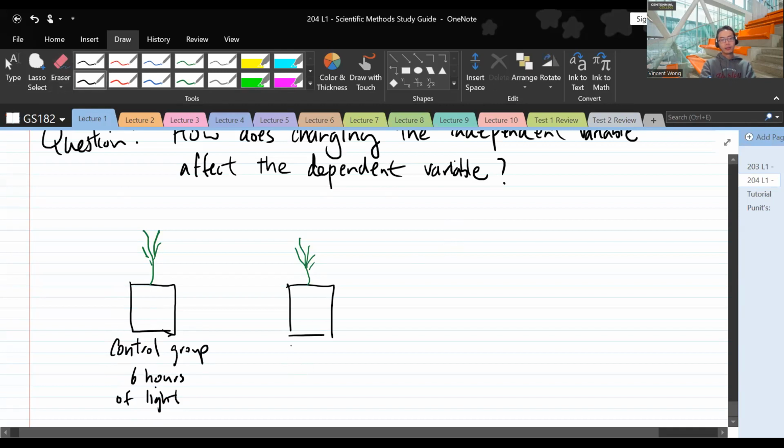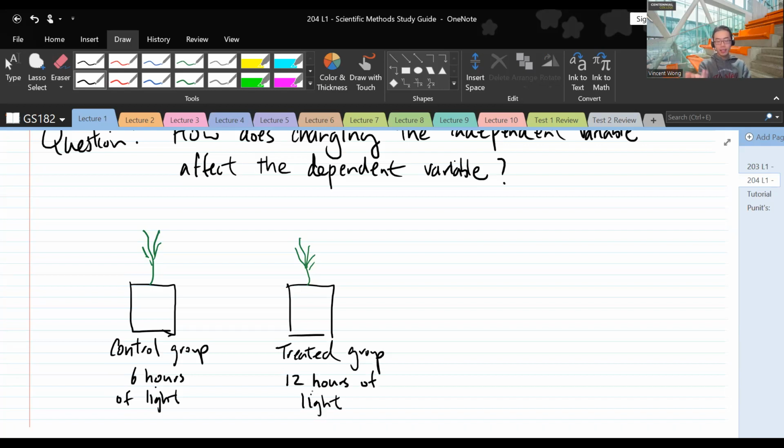Okay, and then over here, this is my treated group. I would give it like 12 hours of light. So in this case, I am in control of how much sunlight each plant gets, right? Do you agree? I am deliberately changing the amount of sunlight that each plant is getting. So the amount of sunlight, is that the dependent variable or the independent variable?